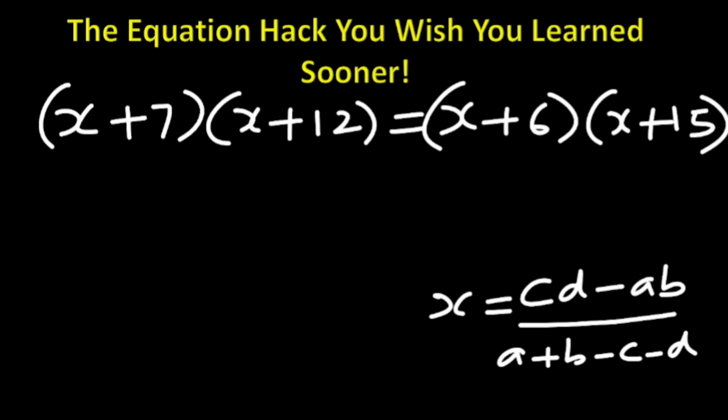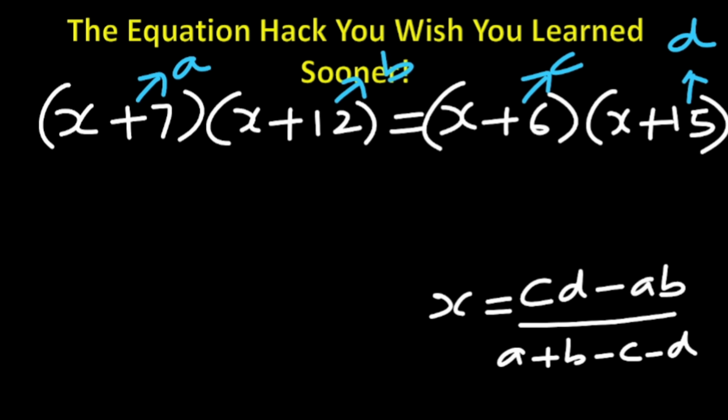Again, to solve for x, we need a, b, c, and d values. Now let's write down that. So the value of a is 7, you can see that. And the value of b is 12. And the value of c is 6. And the value of d is 15. So we got all a, b, c, d values. Let's plug it in the formula.